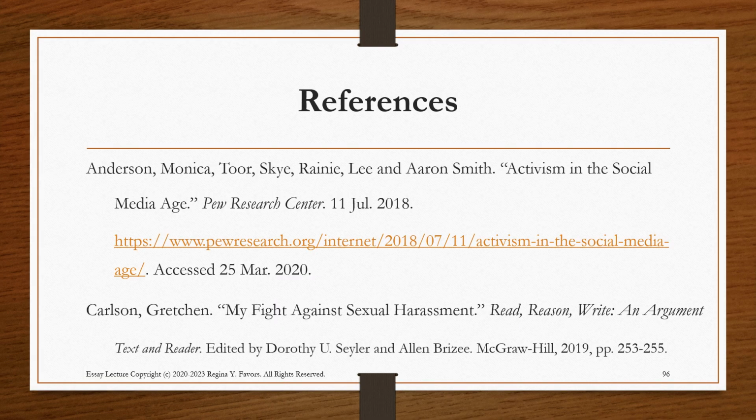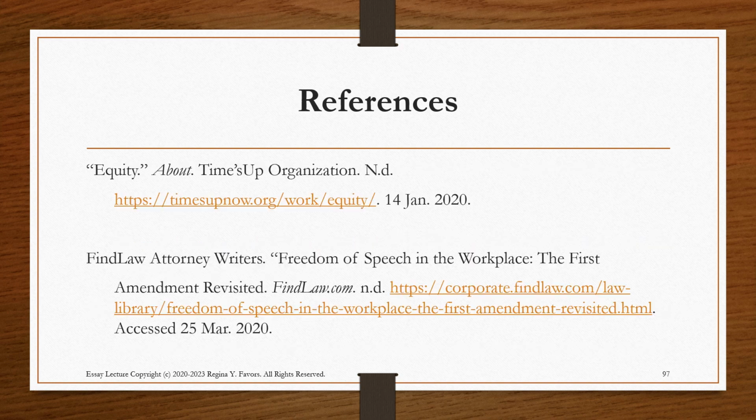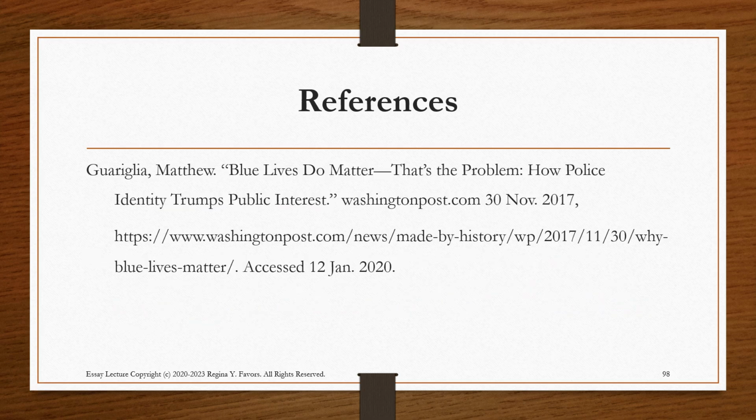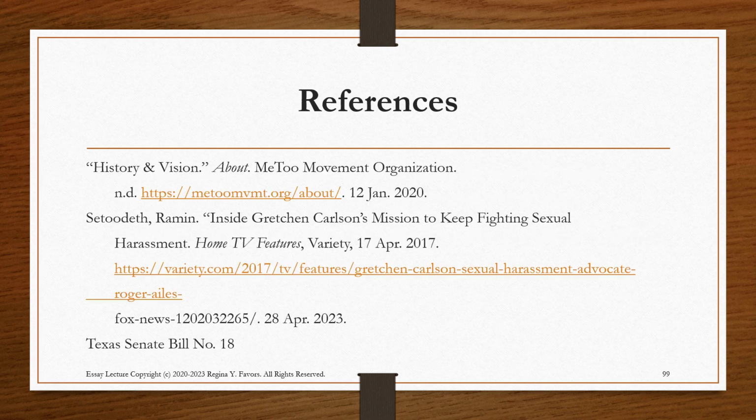So references in terms of the Pew Research Center, the Gretchen Carlson, no, you're not going to use this works cited entry because it comes from the textbook. So make sure to use the Vanity Fair article that's housed on eCampus. And then equity for Time's Up, and then information about freedom of speech in the workplace. Then the Blue Lives Matter. Don't forget to change your access dates. And then, of course, the about. I went on ahead and added the Variety article here for the Gretchen Carlson, so I changed my access date, and then Texas Senate bill.